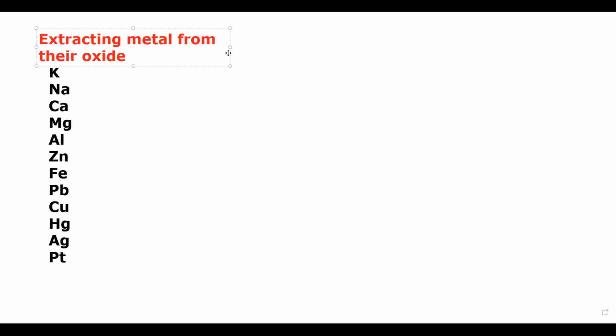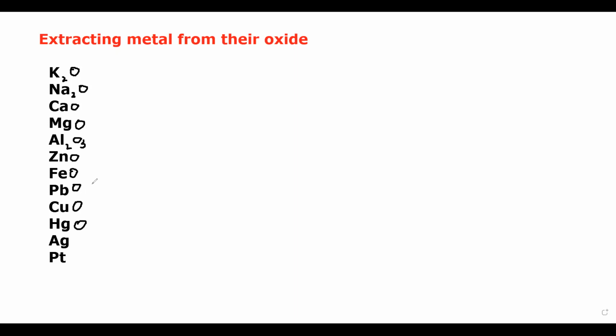If we want to take out the metal from their oxides, such as potassium oxide, sodium oxide, calcium oxide, magnesium oxide, aluminium oxide, zinc oxide, iron oxide, iron 2 oxide, lead oxide, copper oxide, mercury oxide. For silver, only the top surface gets oxidized, but not the overall silver.